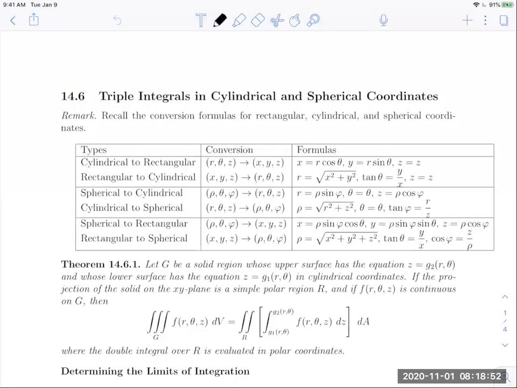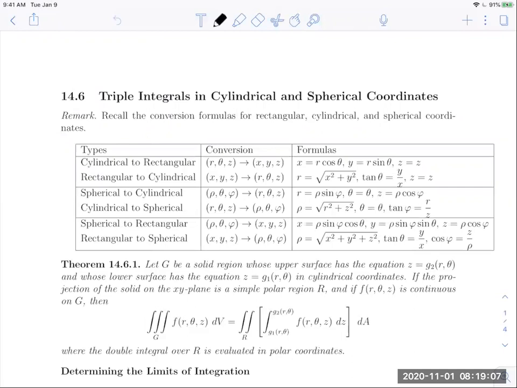Building on our knowledge of double and triple integrals, section 14.6 introduces triple integrals in coordinates other than rectangular coordinates. In particular, we're going to focus on both cylindrical and spherical coordinates that we learned back in chapter 11.